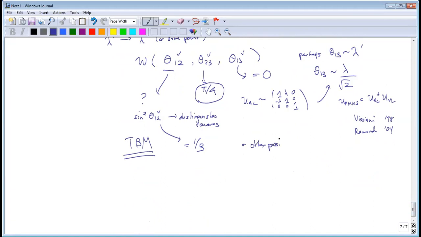which I don't have time to write all down. Bimaximal, for example, I'll just do one of them. That would be sine squared theta 1,2 equal to 1/2, and you can have various other ones. I myself have played around with ones which involve the golden mean, the golden ratio, which shows up in architecture and various aspects of the natural world. You can just play around with numerology. And then the key thing again is to ask, can you get this from some sort of family symmetry? And the answer generally is yes, you can get this from discrete non-abelian family symmetries.